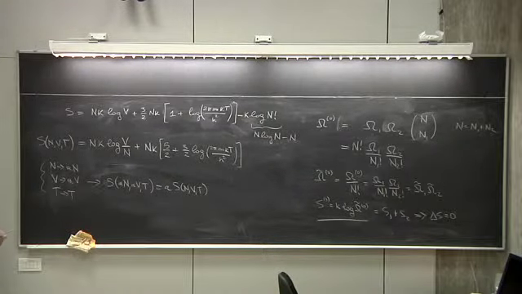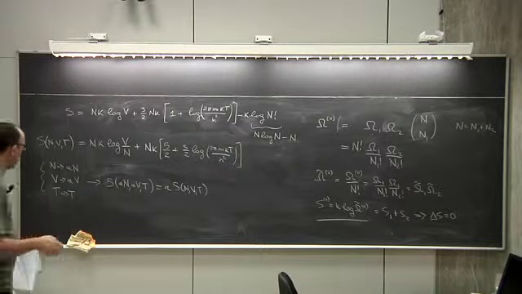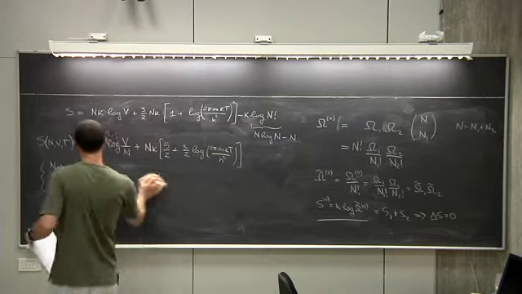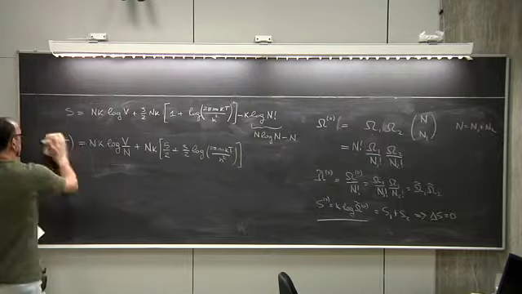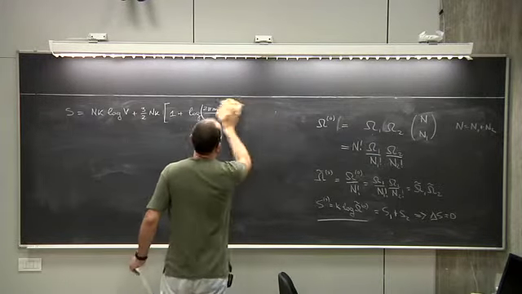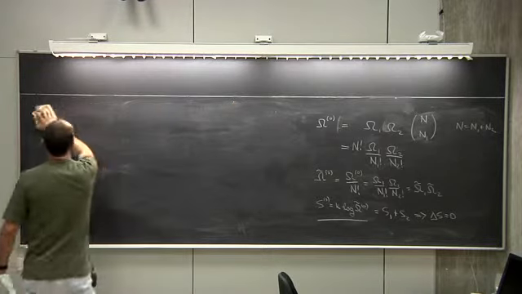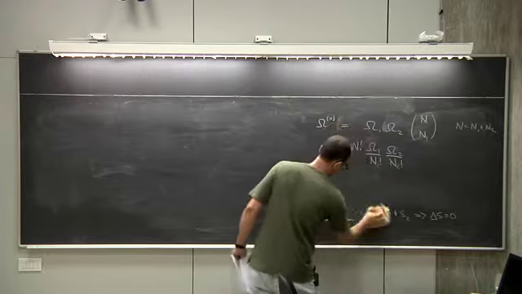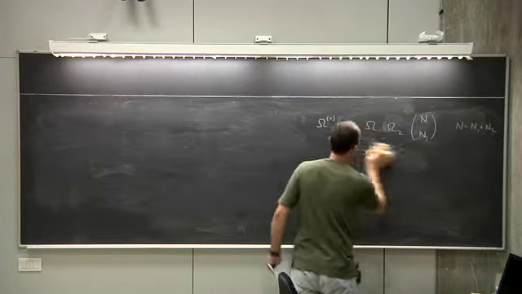Are there questions? Is this clear? Okay. So why do we need to do this? To count the number of microstates in this way.